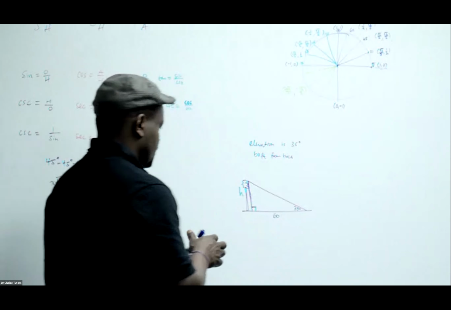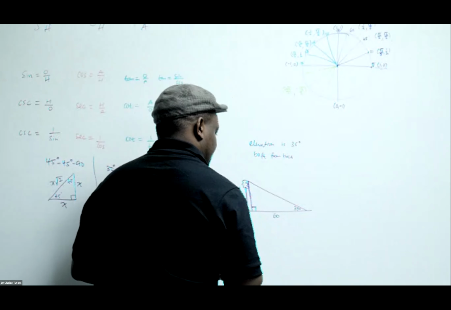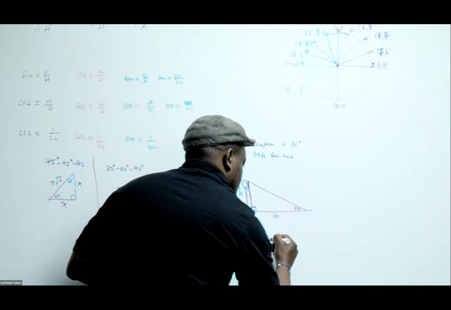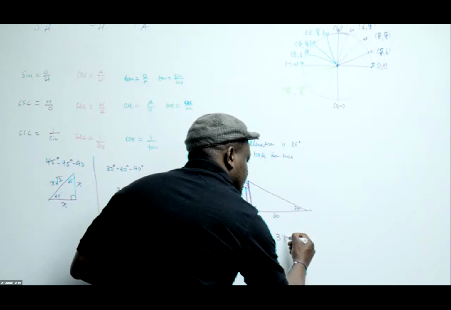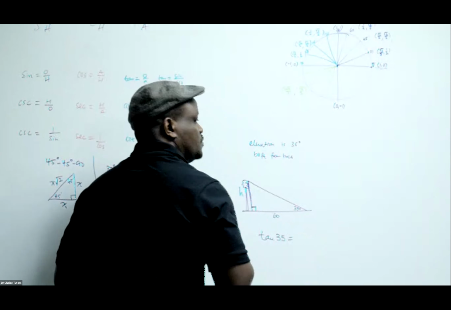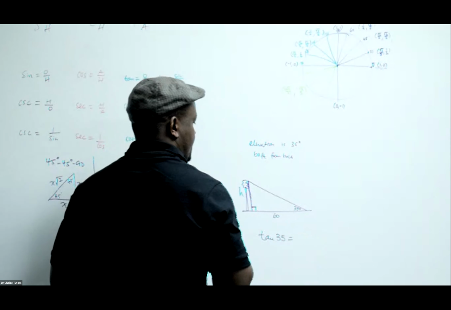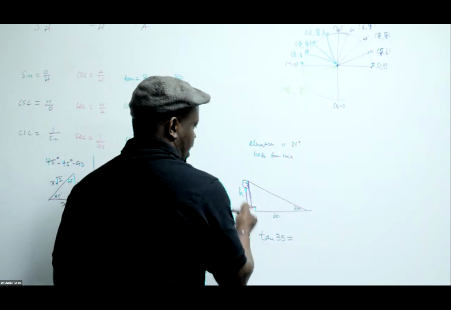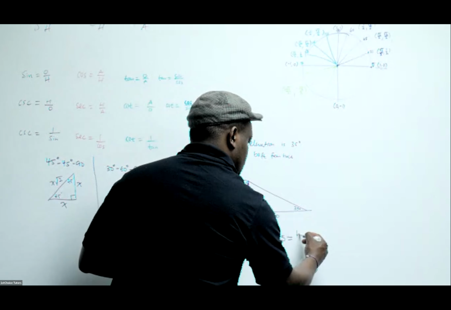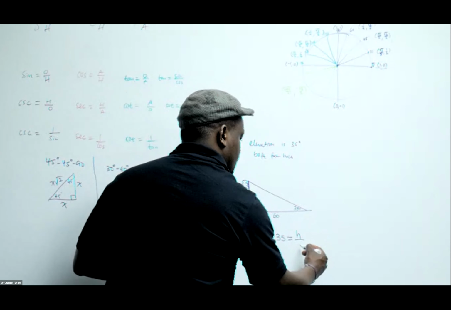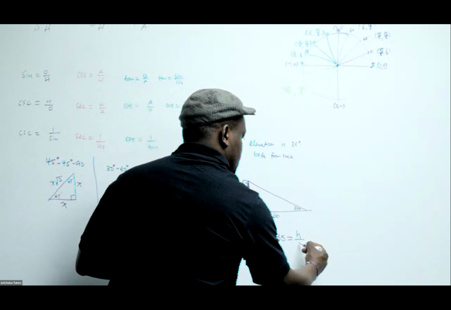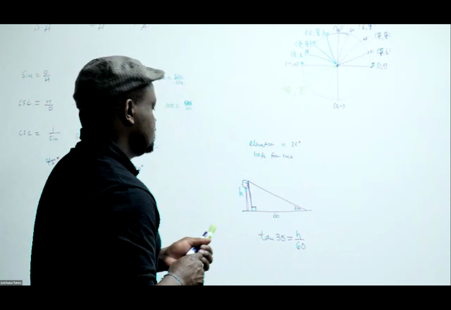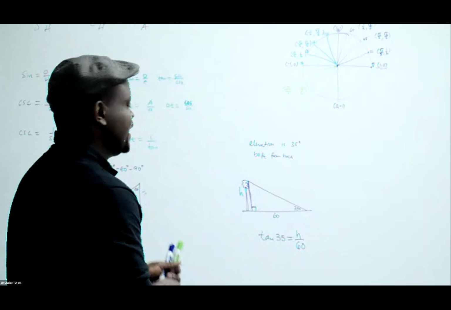Very good. So we're going to go with tan 35, because it's always tangent of whatever angle. Tangent 35 equals what? H over 60, opposite over adjacent. Now our goal is to solve for H using algebra.